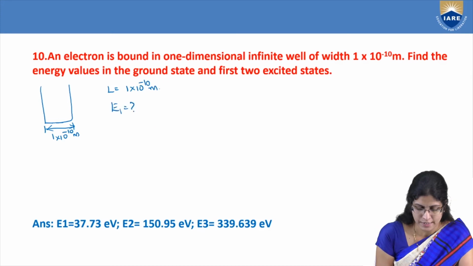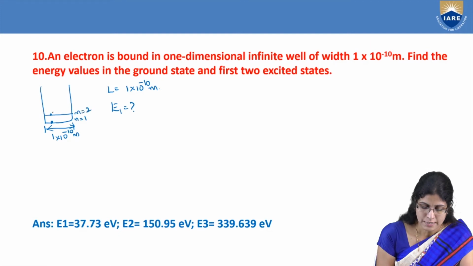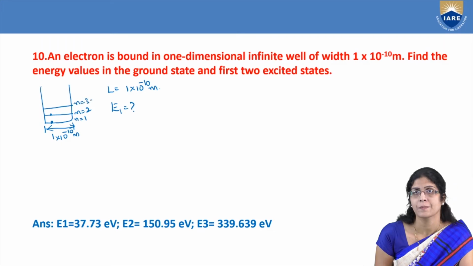First 2 excited states. Suppose an electron is here, at n is equal to 1. If it excites, where will it go? First excited state means what? n is equal to 2. And first 2 means the second one also. The second excited state will be n is equal to 3.